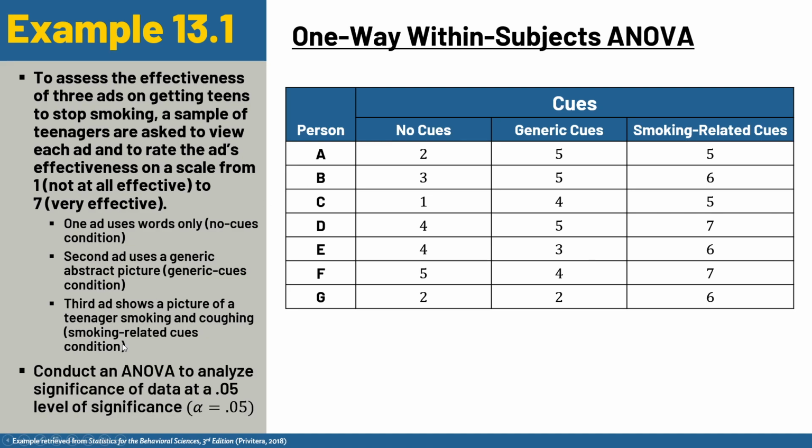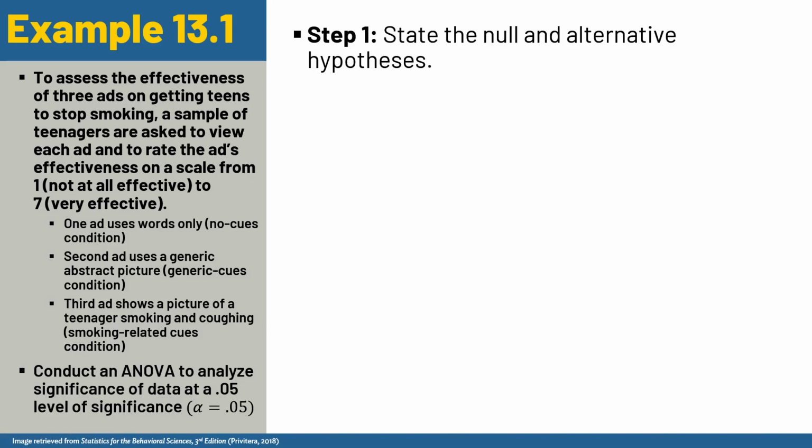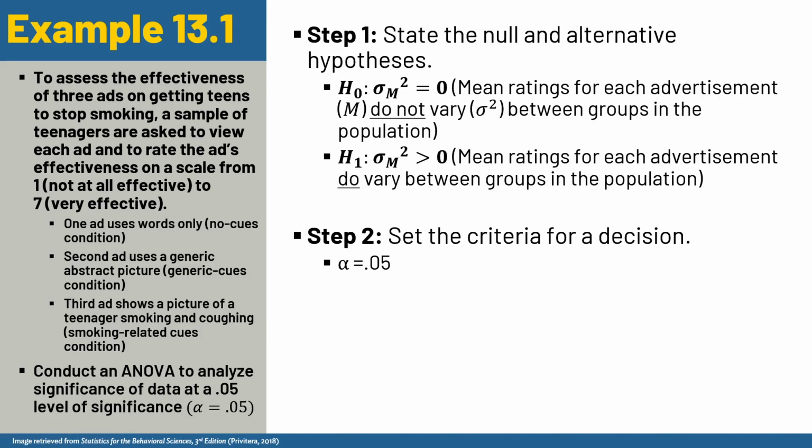And so what we want to do is conduct an ANOVA at a 0.05 alpha to see if there's significant differences within persons, right, across these various cues and conditions. So let's walk through these steps. Same steps as always. First, we'll state our hypotheses.